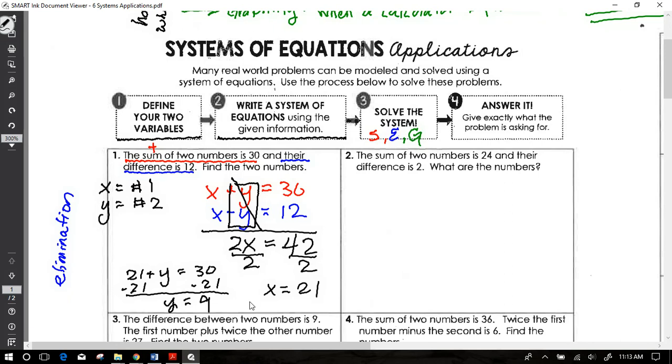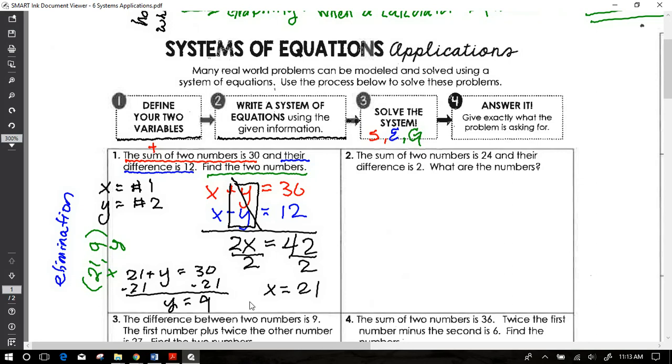Okay, now don't forget step number 4 is to answer the question that they're asking for. In this case, they're asking me to find both of the numbers. So I'm going to put my final answer as an ordered pair where the x value comes first. So 21, 9. Remember, that's an x first and a y second. Great job.